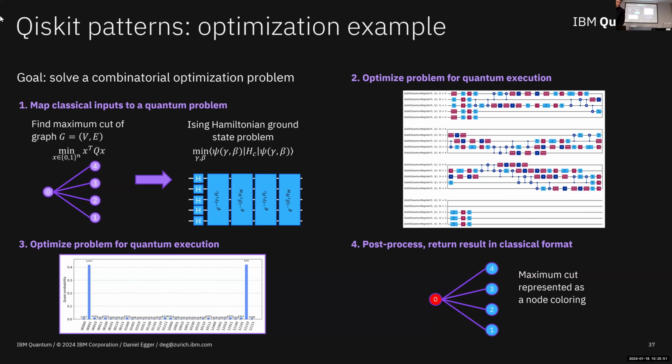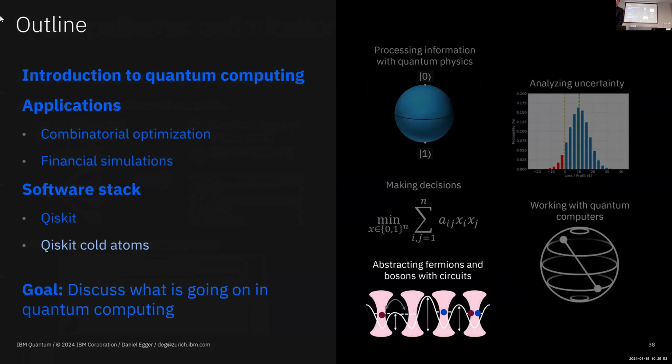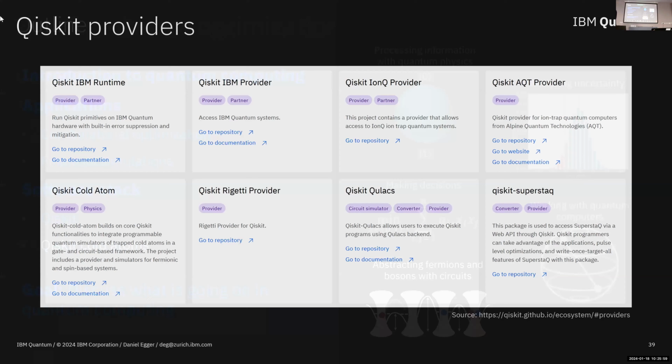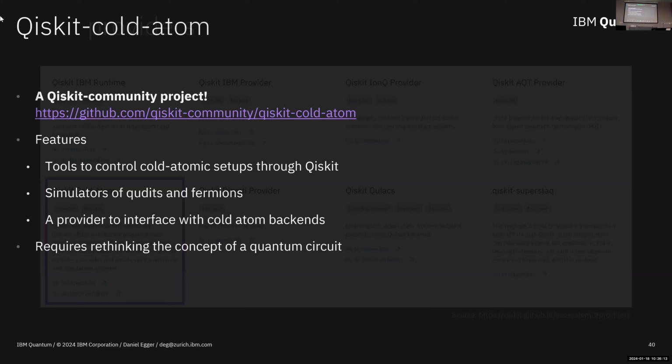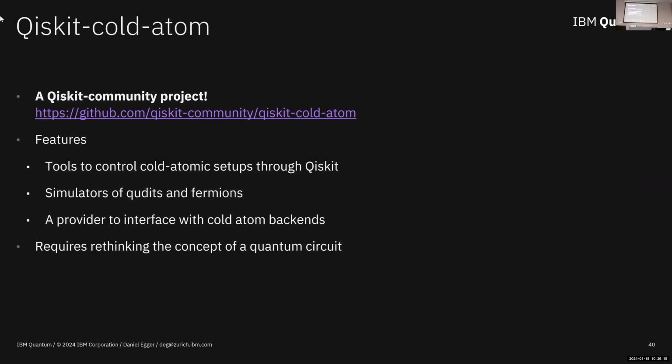Now, in the next few minutes that I have, what I want to do is to discuss a Qiskit community project, which is called Qiskit Cold Atoms. And what we are trying to do in there is to abstract a lot of cold atom simulators in this quantum circuit language, and then also provide providers that people could leverage to give access to these systems. So you can find this on GitHub.